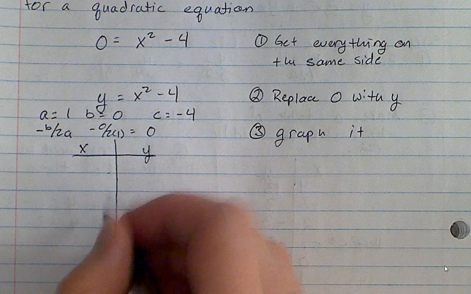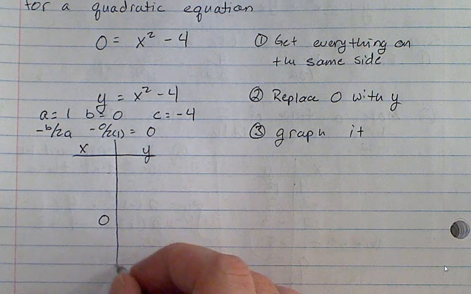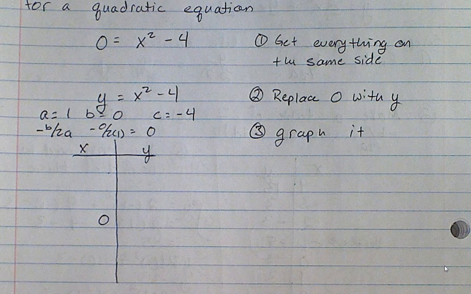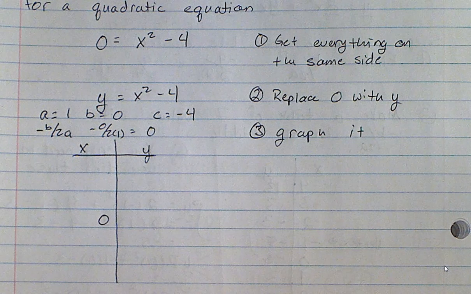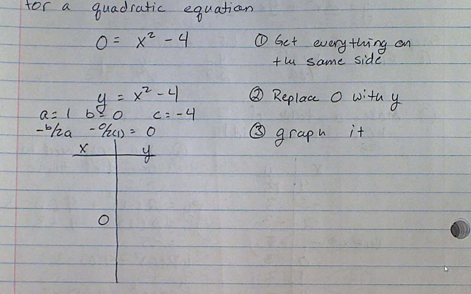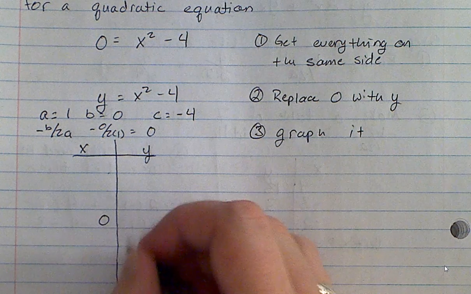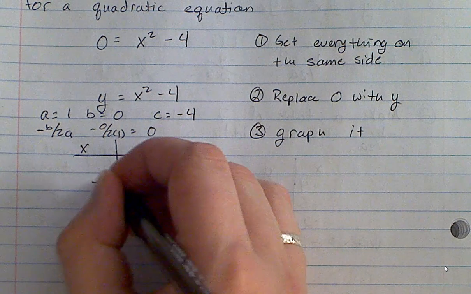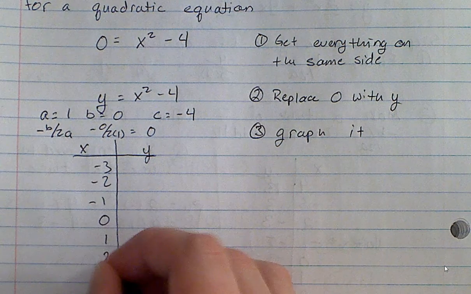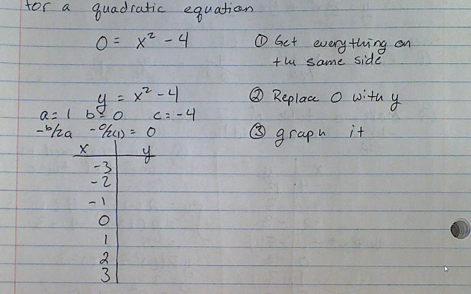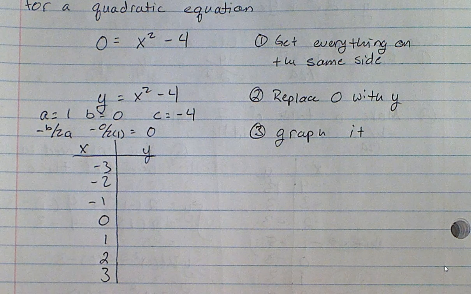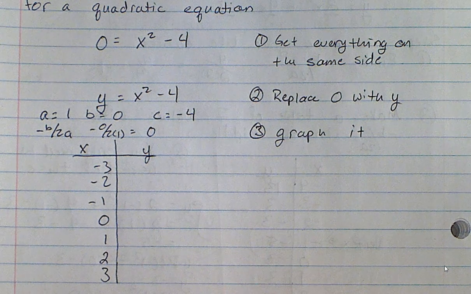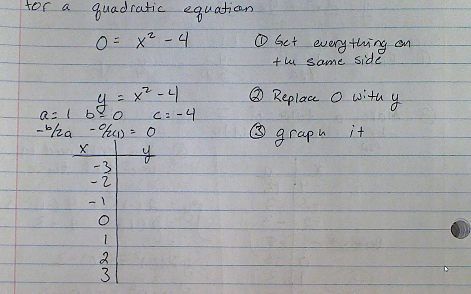1, 2, 3, 4. So 0 goes in the middle here. Kenna? 0 goes in the middle. And then what other values do I put on here, Kenna? Negative 1, negative 2, negative 3, 1, 2, 3. Good. And then 1, 2, and 3. Alright, cool. Now, you only have to substitute 4 of these in to find the missing values. You don't have to do all 7 of them.